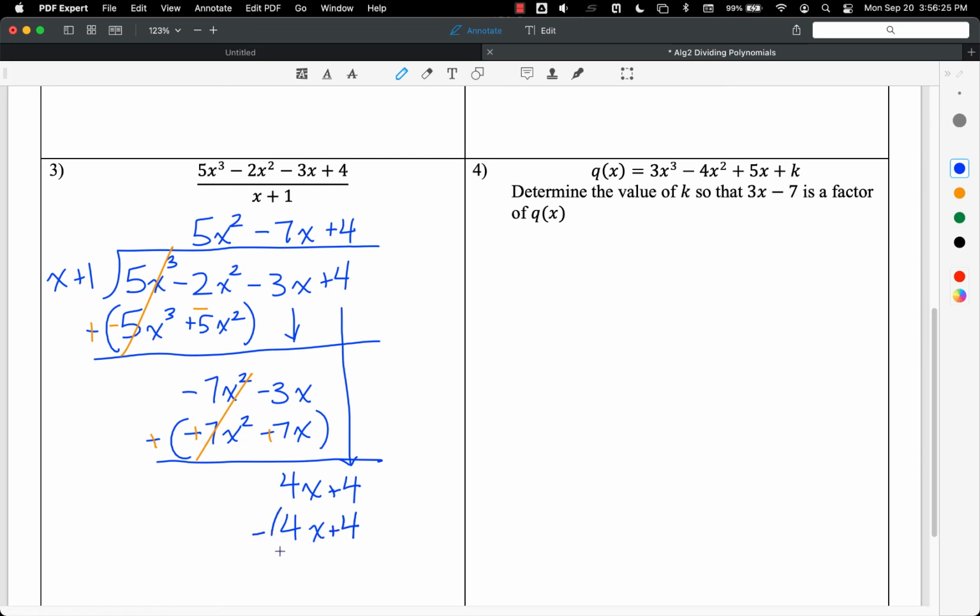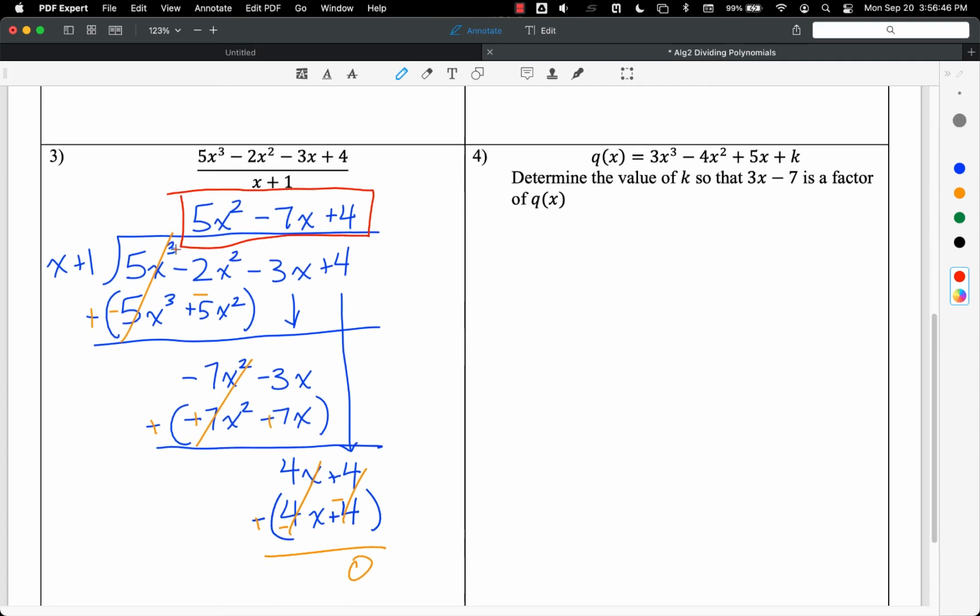Again, we're going to subtract all of this, which means we're really distributing the negative. That's going to turn to plus, minus, minus. 4x minus 4x is gone. 4 minus 4 is gone. And we have no remainder. The final answer that we would have gotten with long division or with the tabular method is 5x squared minus 7x plus 4.